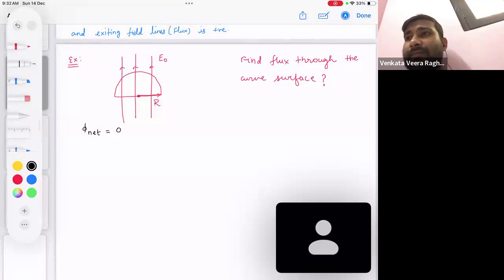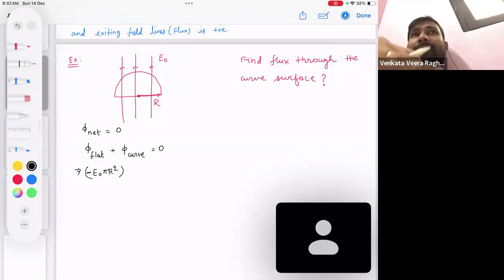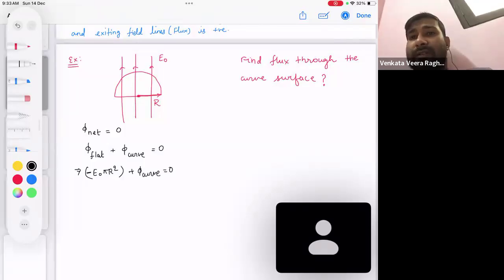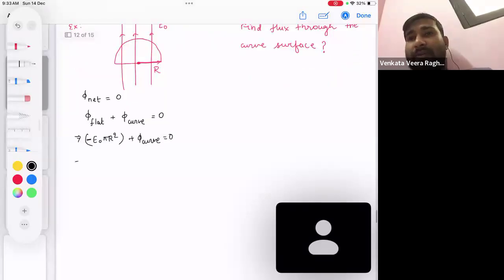Correct one. Okay. So how did we get it? Net flux is 0. Can I say net flux will be the sum of flux through the flat surface and the curved surface? And that should come 0. For the flat surface we can find E naught into pi r square, and that will be negative. Why negative? Because through the flat surface field lines are entering. And through the curved surface they are exiting. But the sum of these two fluxes should be 0. So what is the flux through the curved surface?